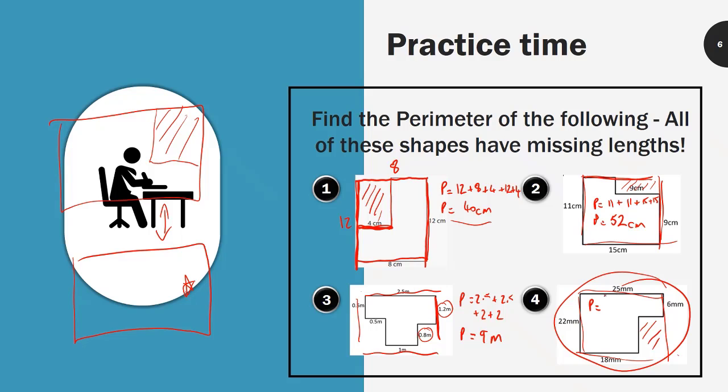All right, my last one here, I've got 25 meters here, all right, 25 meters there, and then I've got 22 meters there. So I've got 2 lots of 25, and then I've got 2 lots of 22. All right, okay, 25 and 25 is 50, and 22 and 22 is 44, so 50 and 44 together make 94 millimeters.